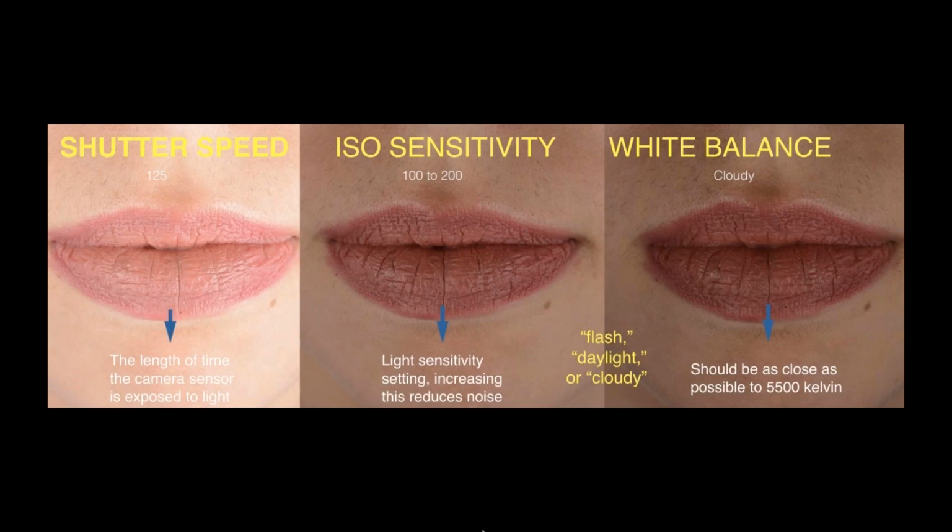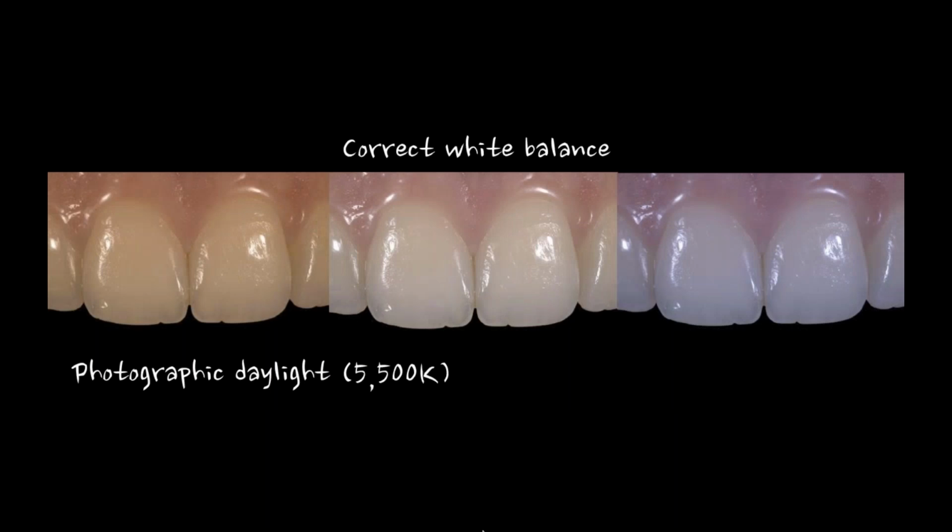F-stop, 32 or higher for any of your close-up pictures. Shutter speed, 125 to 200, no more than those numbers. ISO sensitivity, 100 to 200, depending on which camera you're using, and your white balance, set it to cloudy. And those are basic, very simple settings for your camera that will make your camera shoot and function much better, as long as it's a quality camera.